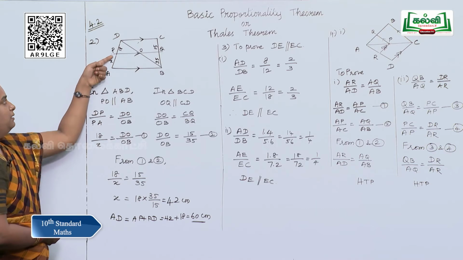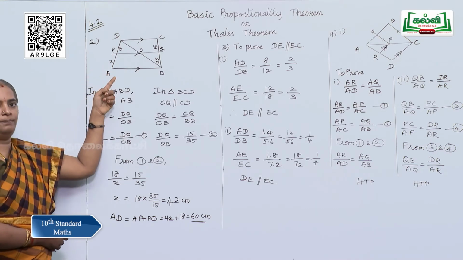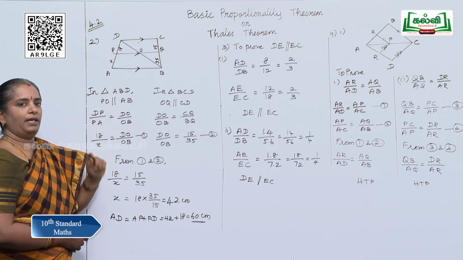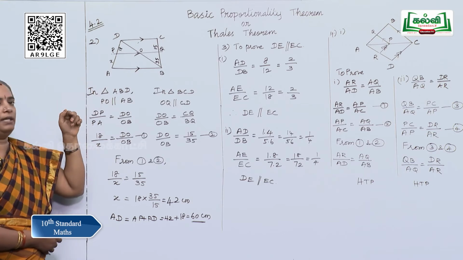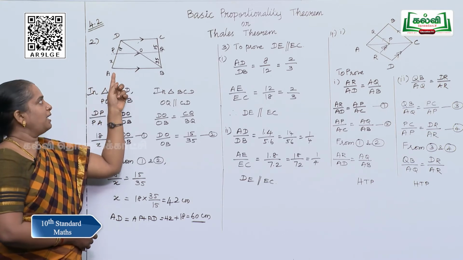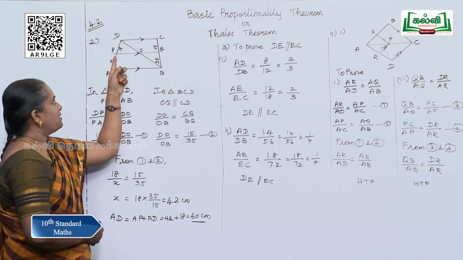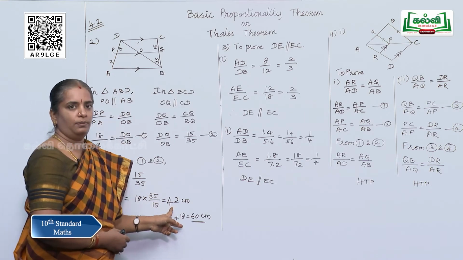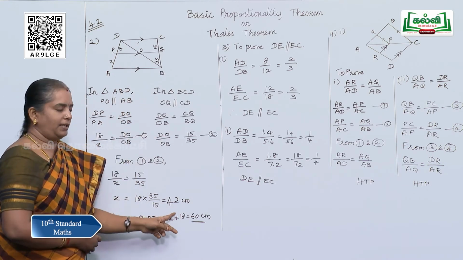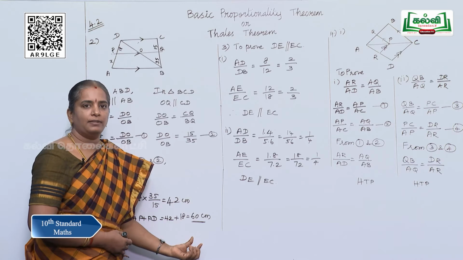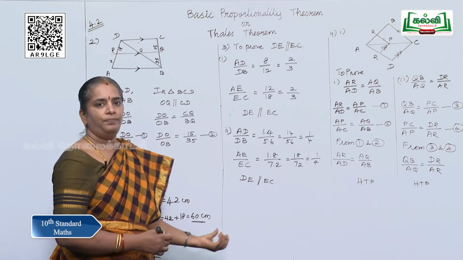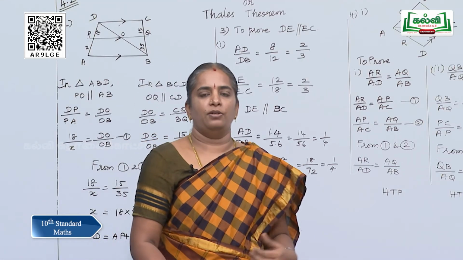What is x? x is the length of AP, but we need the length of AD. How can we split AD? Yes, AD = AP + PD. AP is x, which is found to be 42, and PD is given as 18. Adding those two, we get 60 centimeters as the length of AD. Okay, let us go to the next sum.